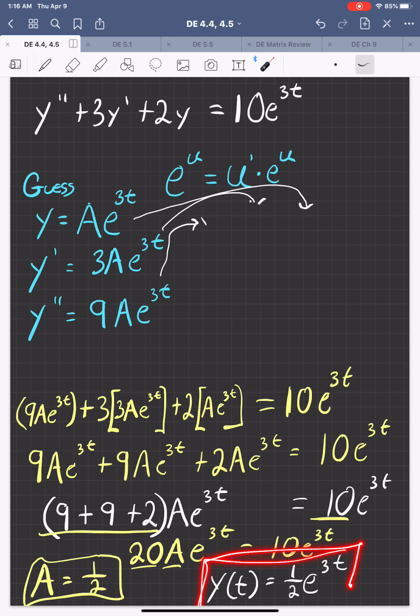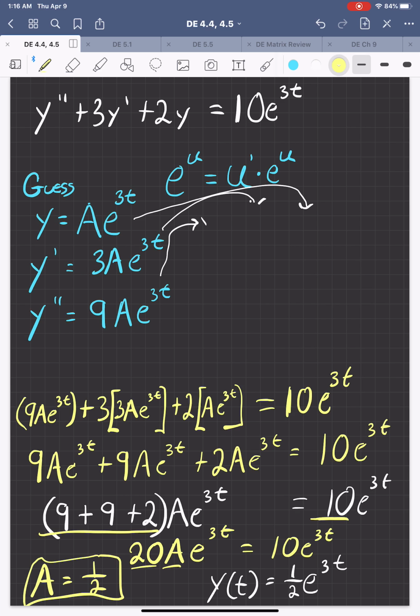There it is. So if you wanted to, you could take a second and take the y prime, y double prime, and then you could go back and plug y double prime in, y prime in, and then plug 1/2 e to 3t in for y. Plug everything in, combine all like terms, and see if it does indeed equal 10e to the 3t.